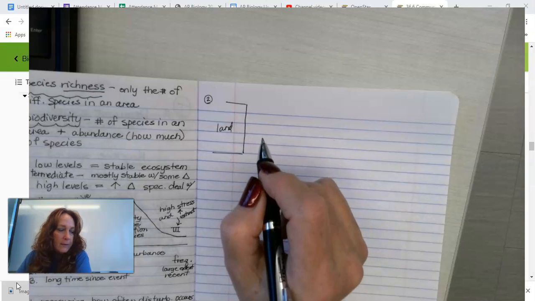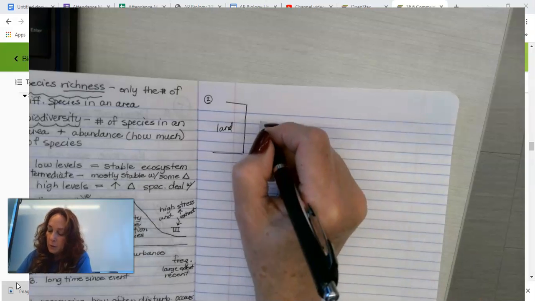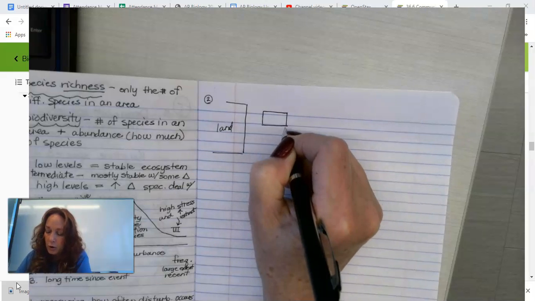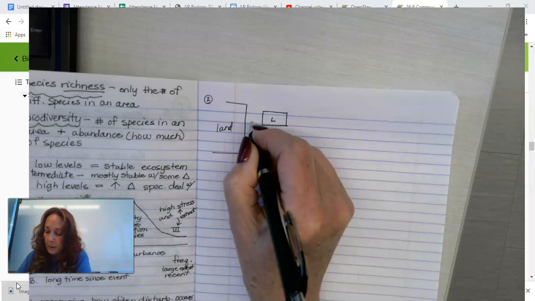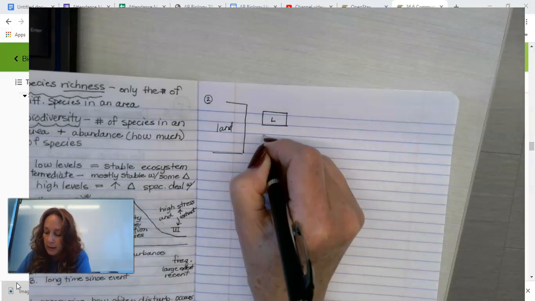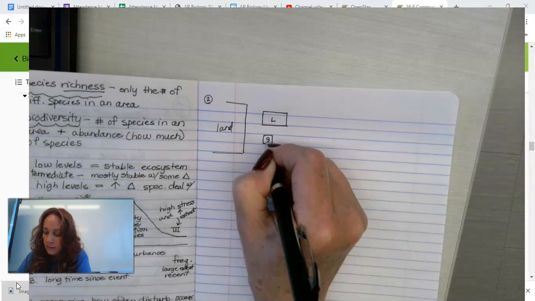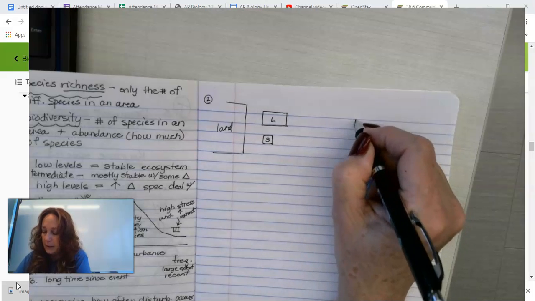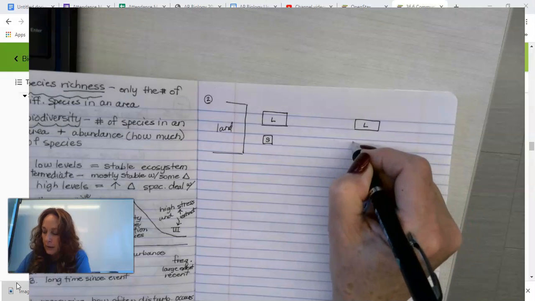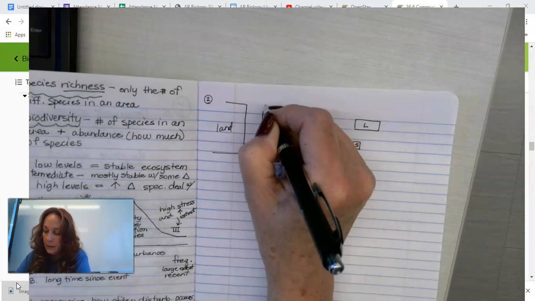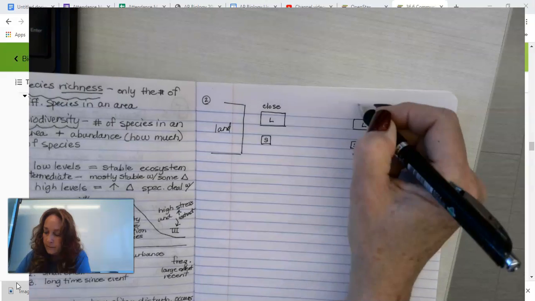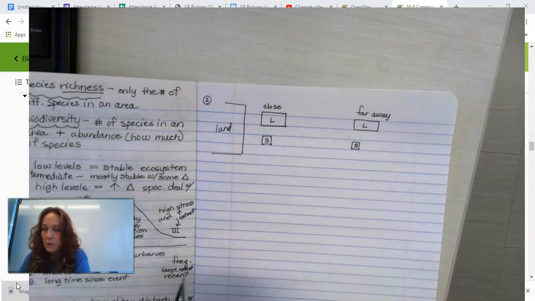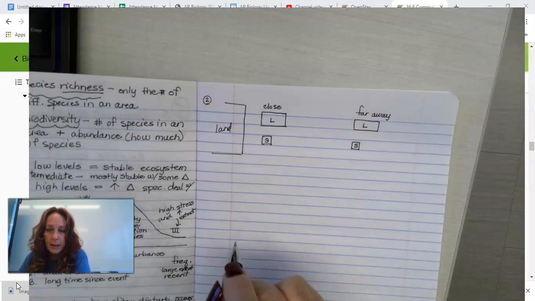So let's think what we've got as an option. Let's make this a large island, but close. And let's have a small island, but close. And then let's go out here and do the same thing. Let's have a large island and a small island that are far away. So that's what they're wanting you to picture in your head.